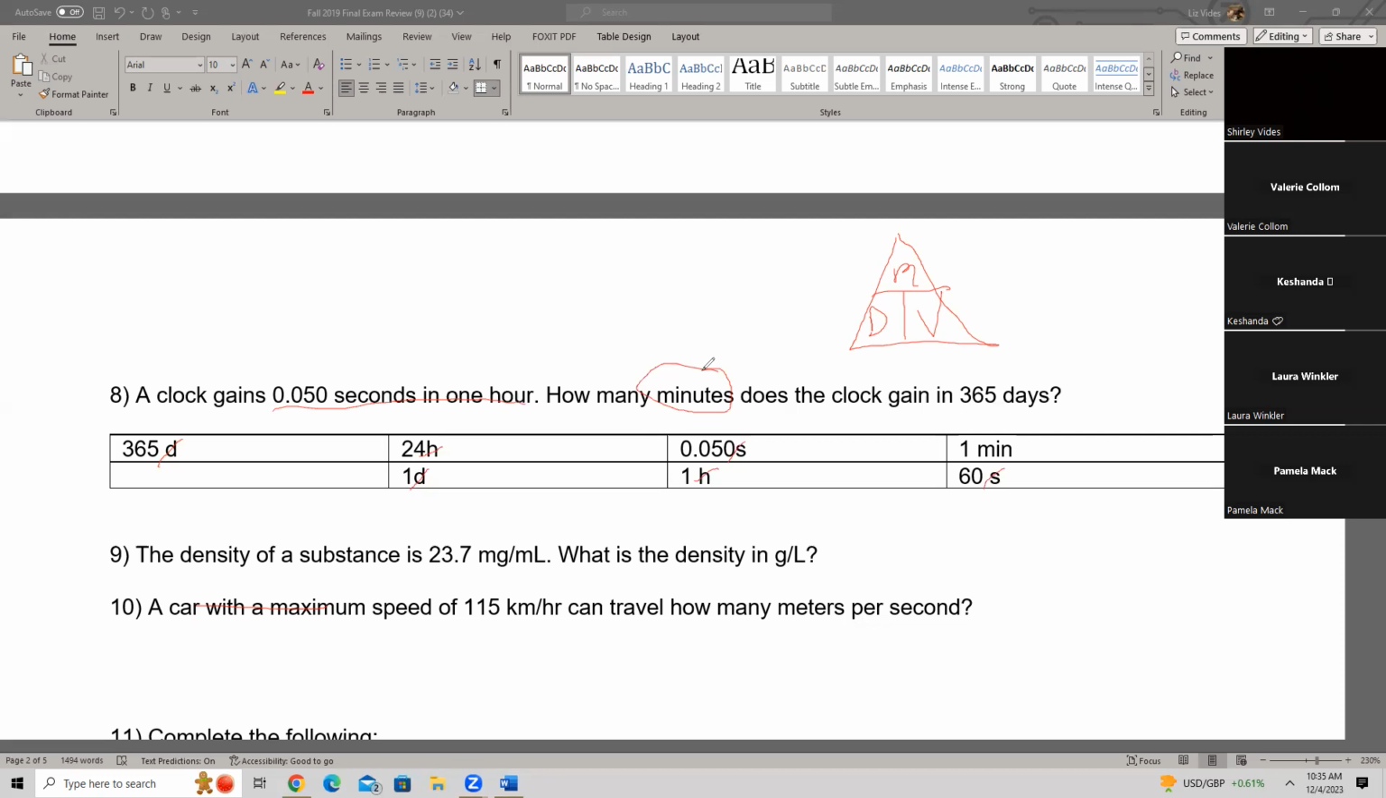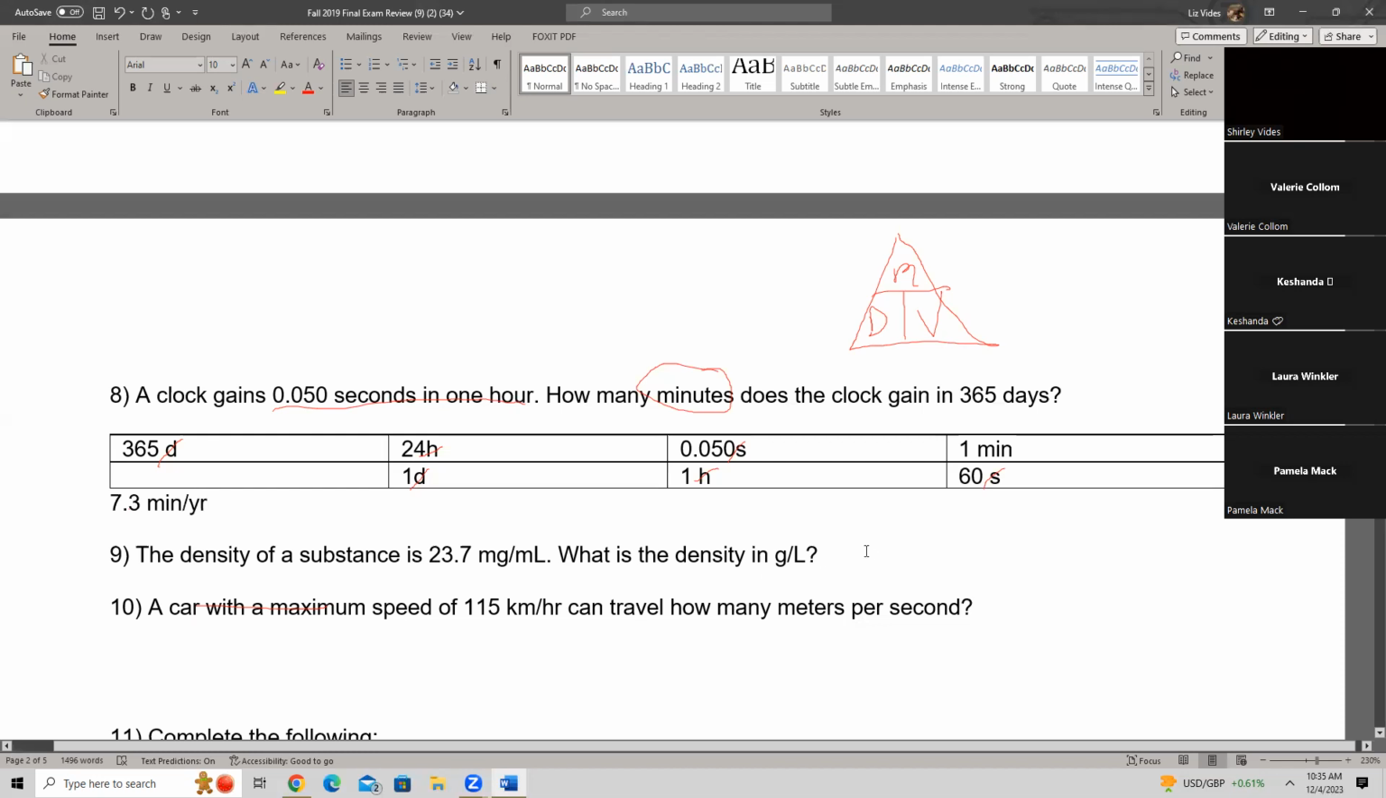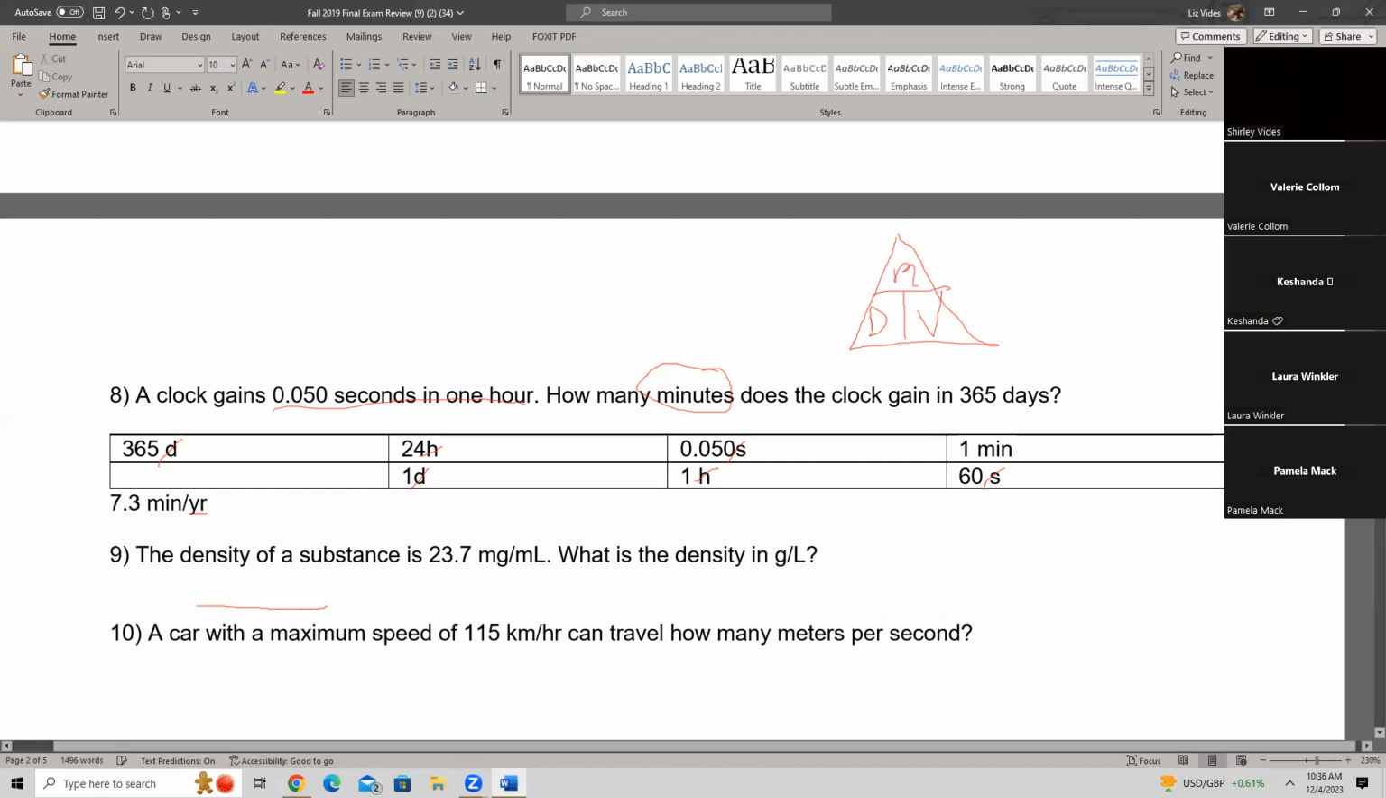I've done this one before many times. 7.3. Yep. 7.3 minutes per what? Year. Right? That's right. 7.3 minutes per year. So the answer is 7.3 minutes per year. There you go. Pretty easy when you're thinking about it.